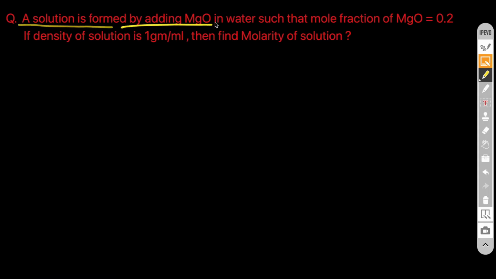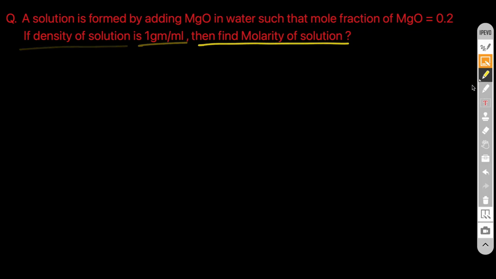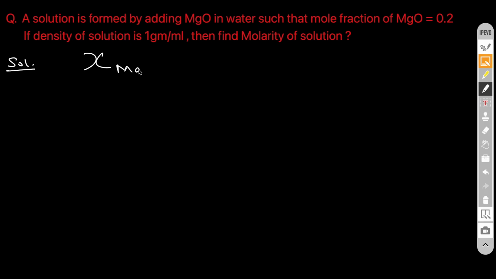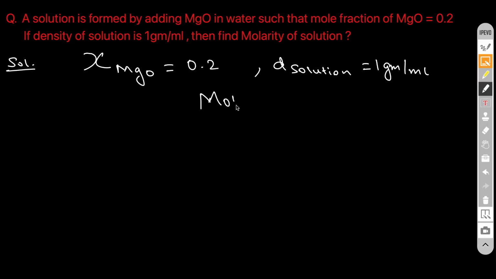Now a solution is formed by adding MgO in water such that mole fraction of MgO is 0.2. If density of solution is 1 gram per ml, find molarity of solution. Solve by yourself. Now we'll solve it. Here x MgO, mole fraction of MgO, is given as 0.2. Density of solution is given as 1 gram per ml, right? We have to find the molarity of solution.